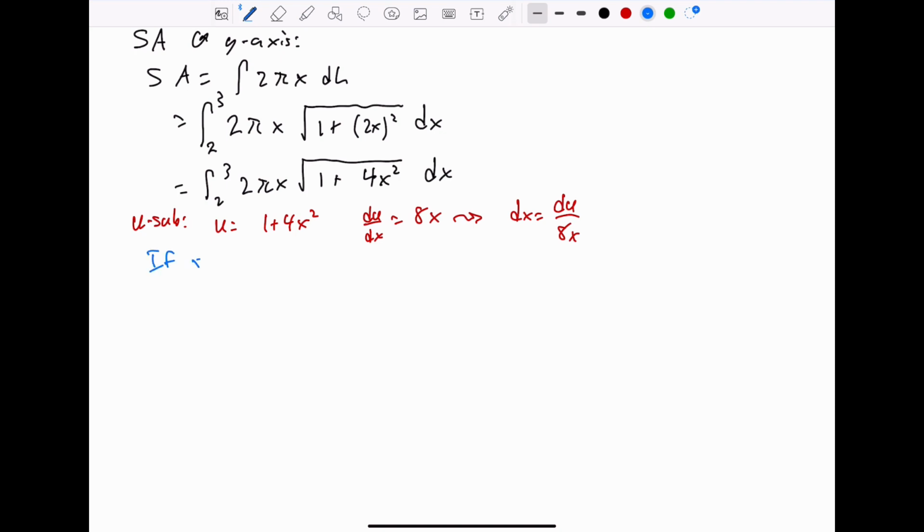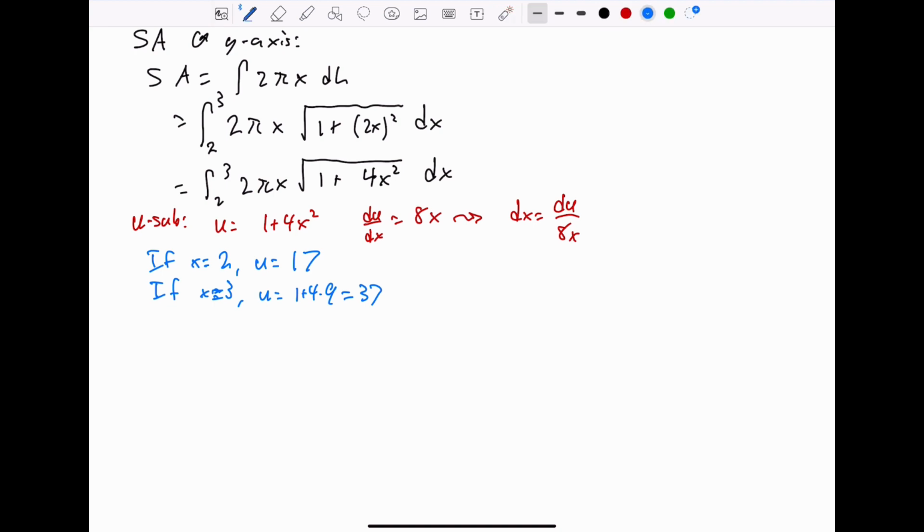We say if x equals the lower limit of 2, then u is 1 plus 4x squared. So I'm going to plug in a 2 for x, and I have 2 squared is 4. 1 plus 4 times 4, I have 1 plus 16. u equals 17. Okay, do the same with the upper limit. If x equals 3, plug in 3 into this expression. So 1 plus 4 times 3 squared. 3 squared is 9. 4 times 9 is 36. Add 1 and we have 37. So these are the new limits of integration, 17 and 37.